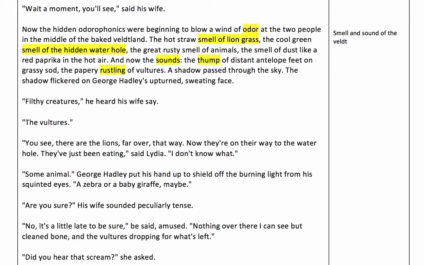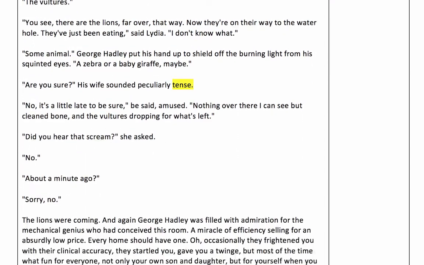Okay, let's see. What have we got next? Then there are the lions. They've been eating I don't know what. Another word we can notice here: the wife sounded peculiarly tense. So this is consistent with her earlier concern. So far, the wife is the one who's been expressing worry about the Veldt. George hasn't exactly appeared so concerned yet.